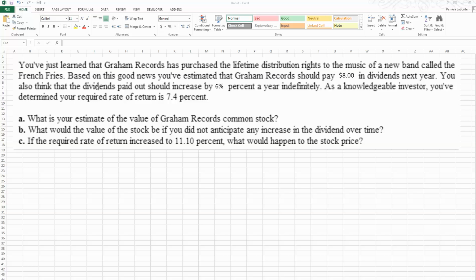You also think that the dividends paid should increase by 6% each year indefinitely, and you have a required return of 7.4% on this investment. They want you to calculate first the estimated value of the company's stock price.